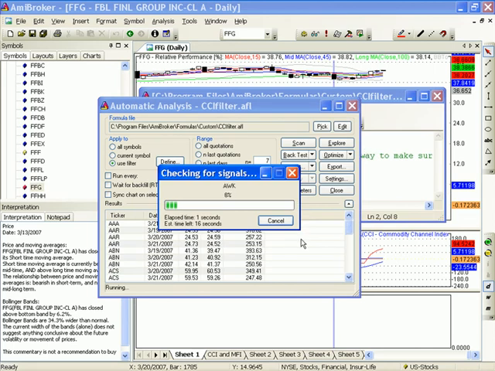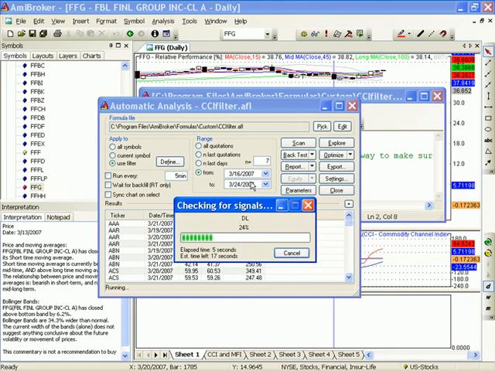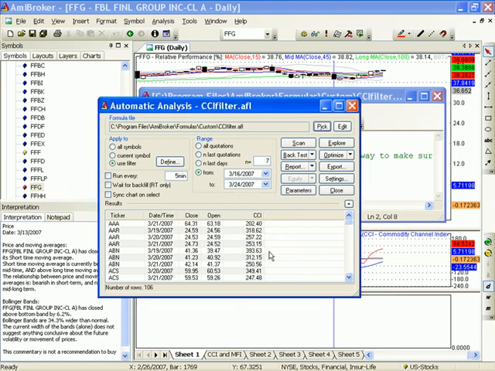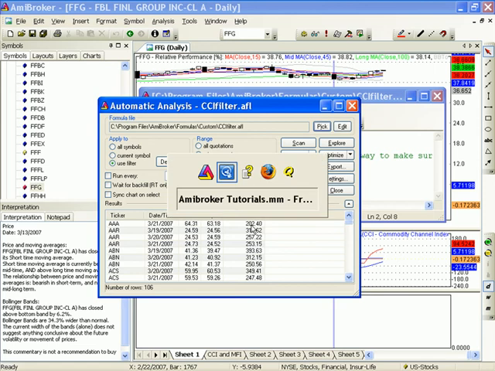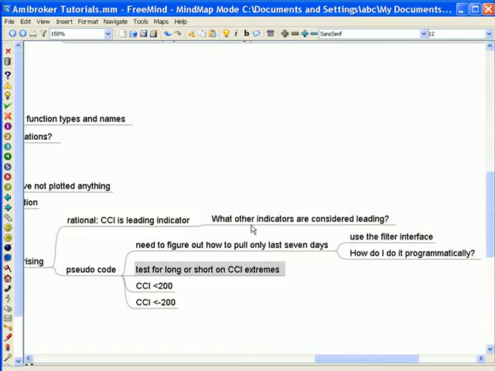Exploration. It should be within the last week. There's the dates. Okay, that's a little more interesting. Now I've got the CCIs, and you'll see there's very few of them below $20, interestingly enough. I wonder, I'll have to look at the CCI valuation, how the CCI is calculated.